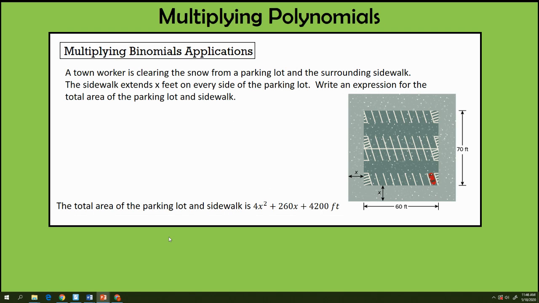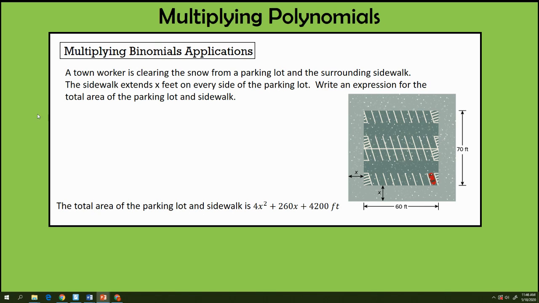So pretty straightforward. Okay, an application of this, ignore this right here because it's the answer, is a common question too. So this town worker is clearing snow from this parking lot and the surrounding sidewalk. This outside gray here is the surrounding sidewalk. The sidewalk is X feet on every side. So this distance of X is the same as this distance, and this side is X, and the top here, this distance is X also.